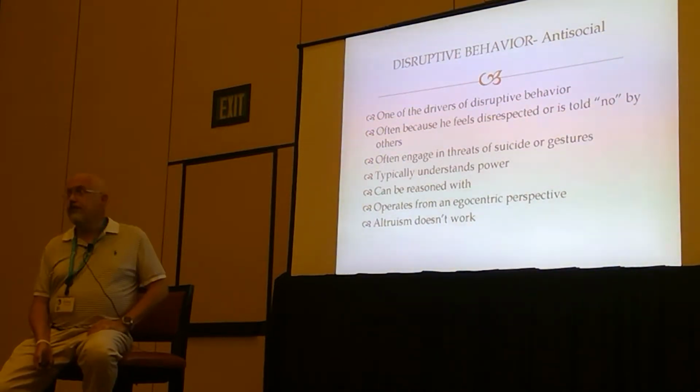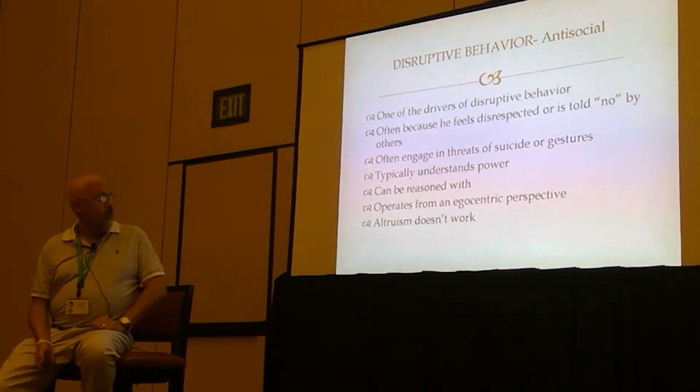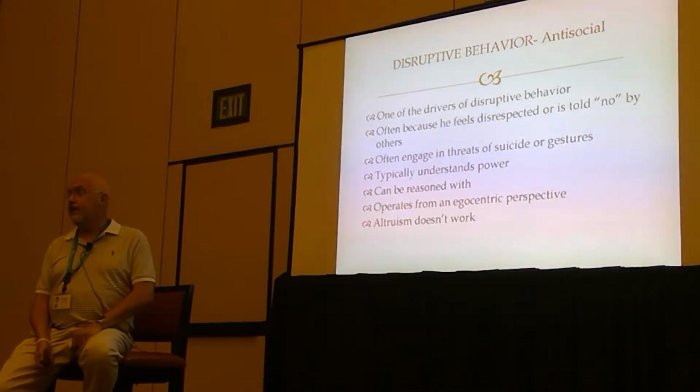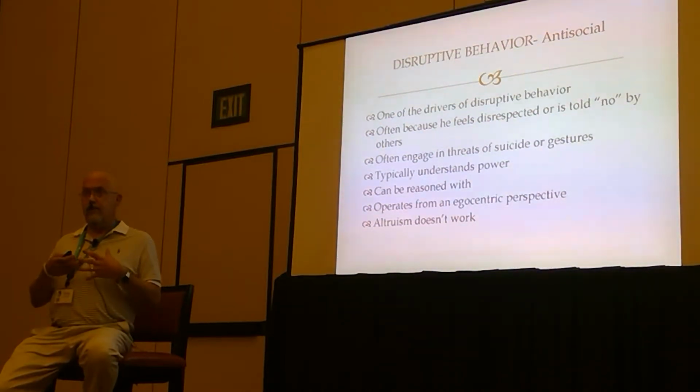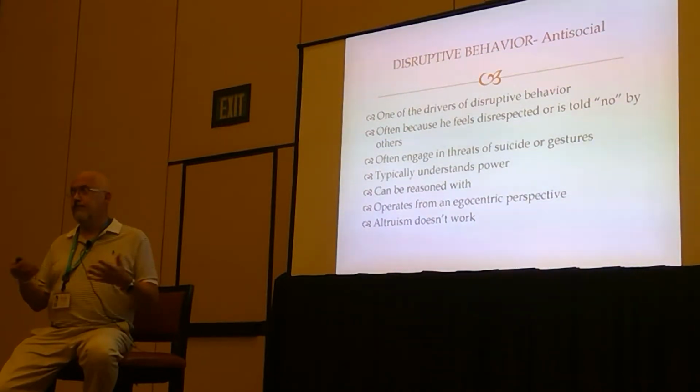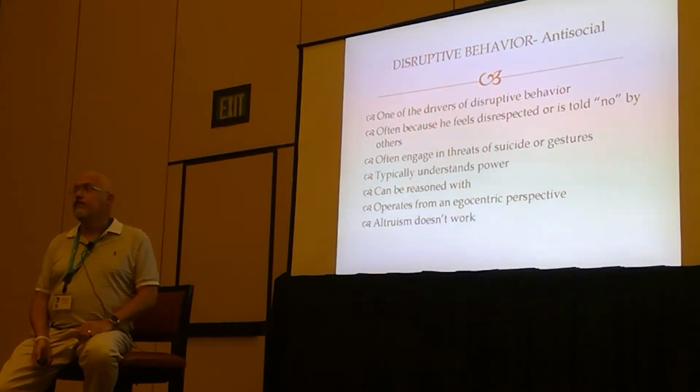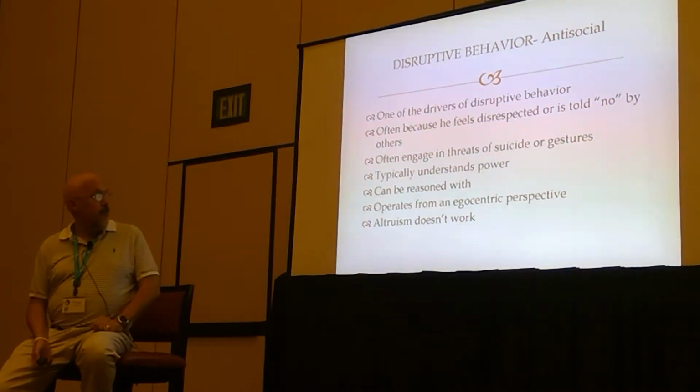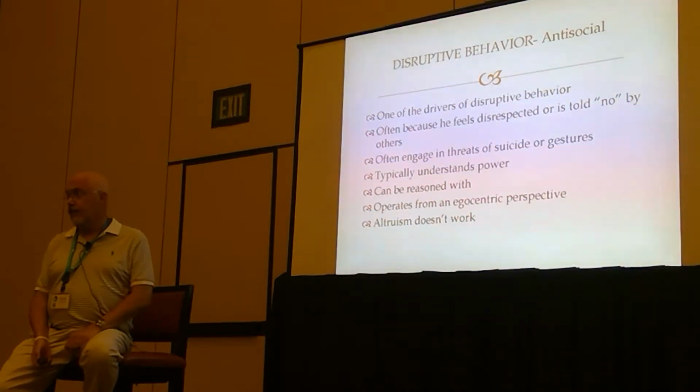Now they can be reasoned with, which is a good thing. They operate from an egocentric perspective, right? Everything revolves around the self. That's typical, just like a child or a young person. Egocentric. And altruism is not something that motivates these people.